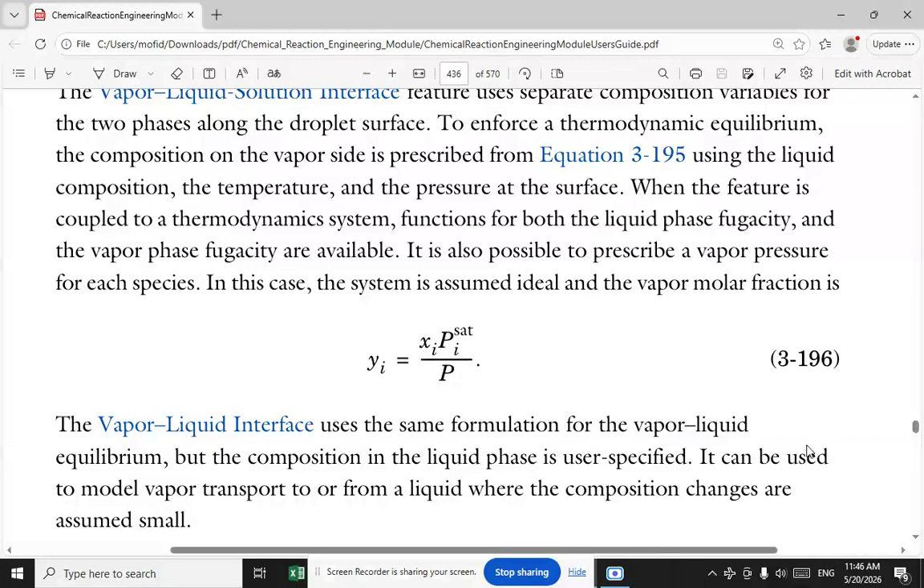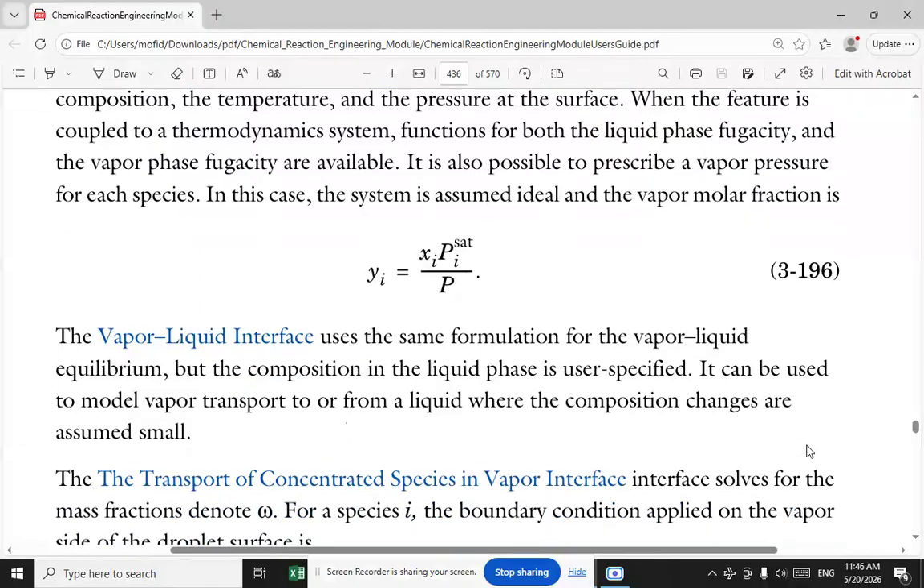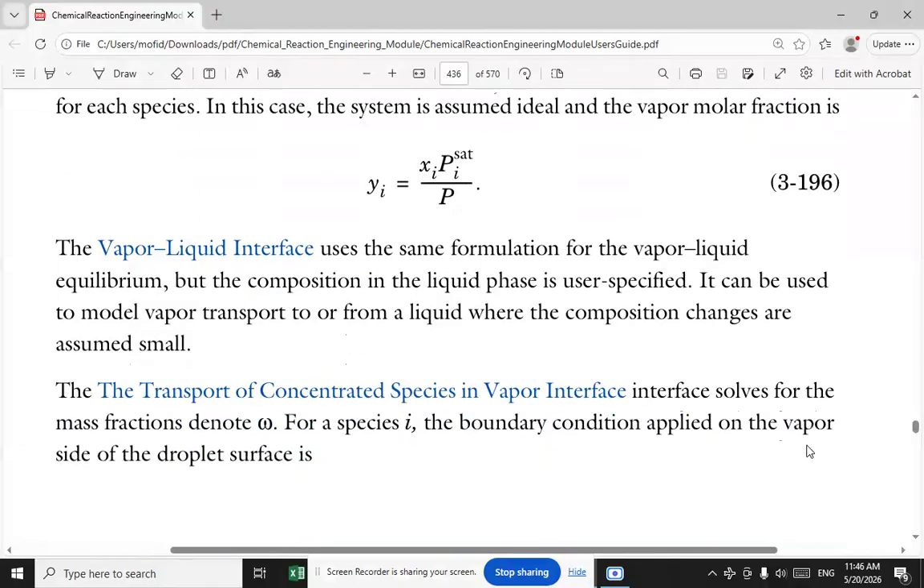In this case, the system is assumed ideal and the vapor molar fraction is as follows. The vapor-liquid interface uses the same formulation for the vapor-liquid equilibrium, but the composition in the liquid phase is user specified. It can be used to model vapor transport to or from a liquid where the composition changes are assumed small.